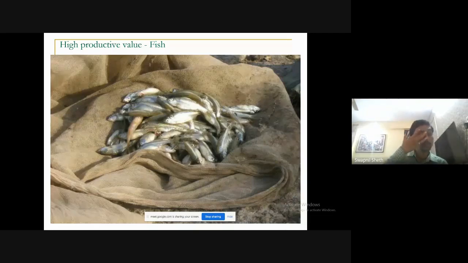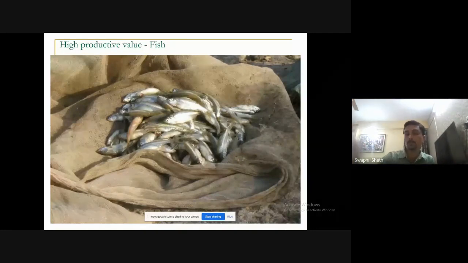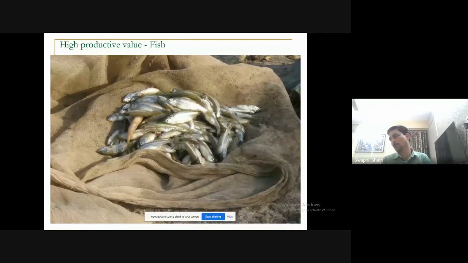This is also one of high productive value as far as fish and food is concerned. After agriculture in our country, the second largest source of income is through aquatic resources and these fish varieties. We have a long coastal ecosystem which we are maintaining, plus fresh water in terms of rivers, ponds, lakes, wetlands and other things. So this particular variety is also being seen as part of biodiversity.